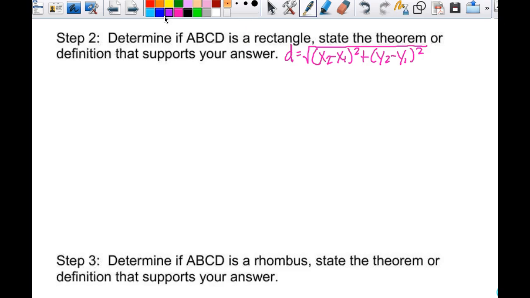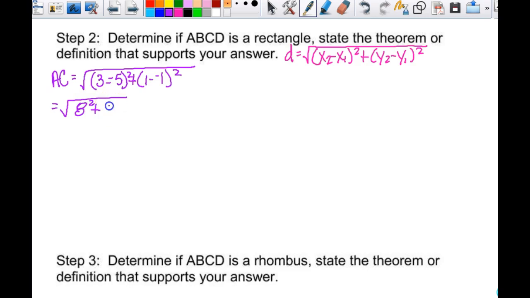So we're going to start with AC. I'm going to find the length of AC, and you'll have to look back at your graph to see the points. I'm just going to look at my graph up here. So to find the length of AC, that's going to give me 3 minus a negative 5 squared plus 1 minus a negative 1 squared. So 3 minus a negative 5 is what? 8 squared plus 1 minus a negative 1 is 2 squared. This is the square root of 64 plus 4, square root of 68.